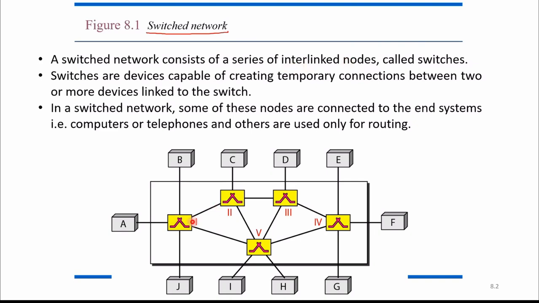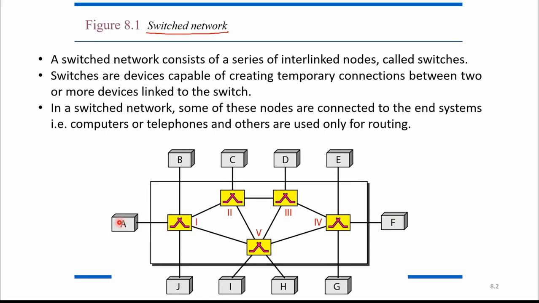So these switches are connected with each other with different nodes. These switches are devices capable of creating temporary connections between two or more devices linked to the switch. Switch 2 is connected with C, and then there is another device, A, which we can say is a computer or a printer. It is connected to switch 1.